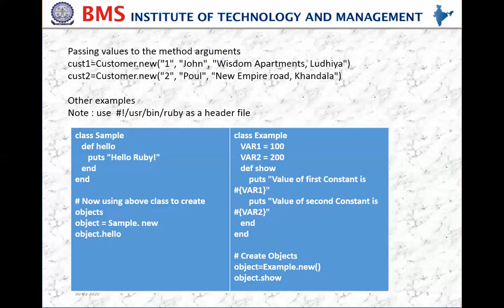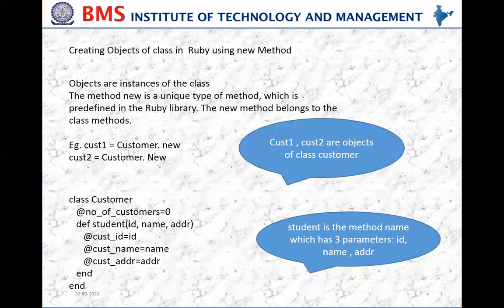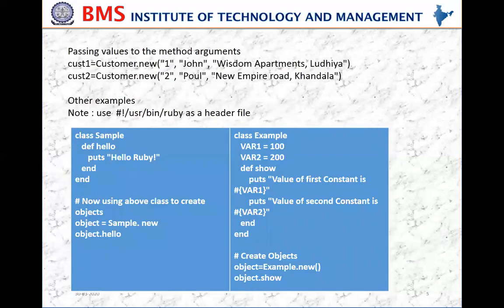Next, we'll see how we can pass the values to the objects of a customer class. Now we can pass dynamically 1, 2, and 3 variables. So we had ID in the previous class, ID, name, and the address. Here we are creating the values for the object. We have one, John, and Wisdom Apartments, Ludhiana. That means these are the values which are passed to the object of the customer class. What is that object? The object is cust1.